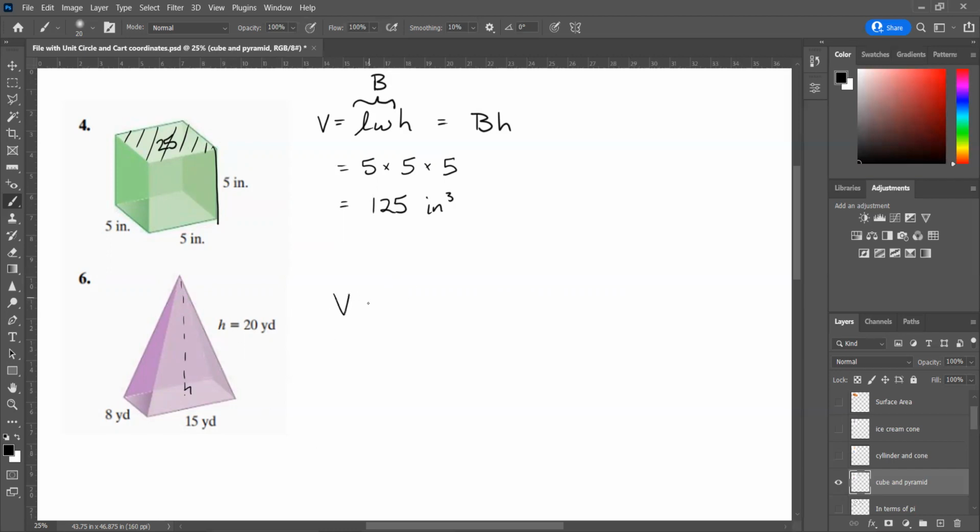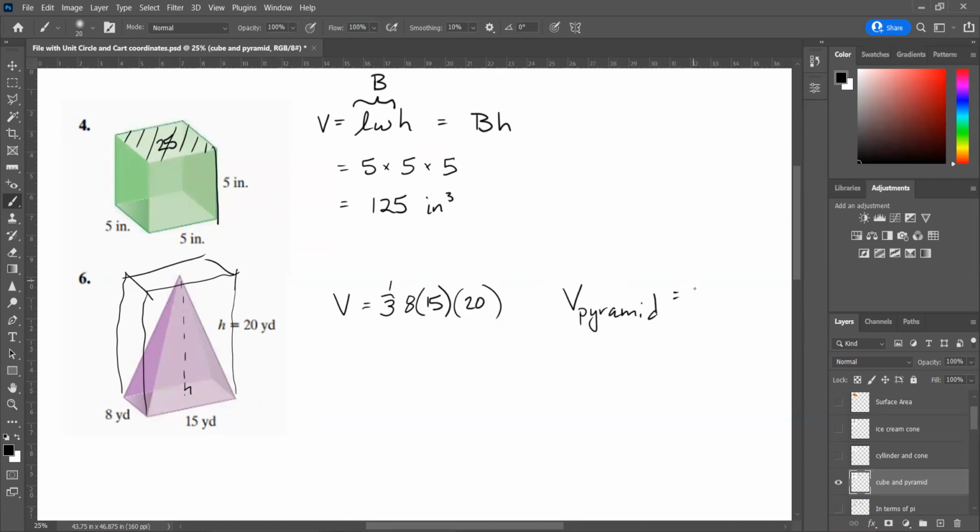Again, let's find the area of the base, which would be 8 times 15. Multiply that by the height, which is 20. But you know what? That would give us a shape that fills all of this area on each side. And we don't have that much. They've actually cut a bunch of that away. What they've cut away is 2/3 of it, and so they only leave a third behind. The volume of a pyramid is 1/3 the area of the base times the height.